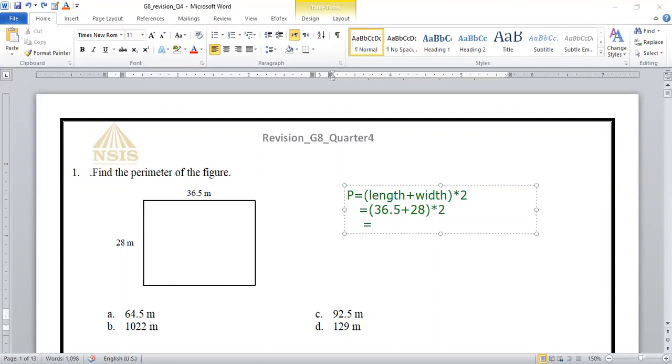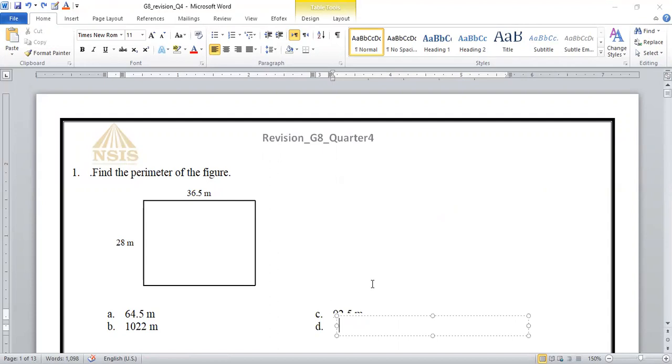equals 129. The perimeter of the figure is 129, number D. The answer is number D.